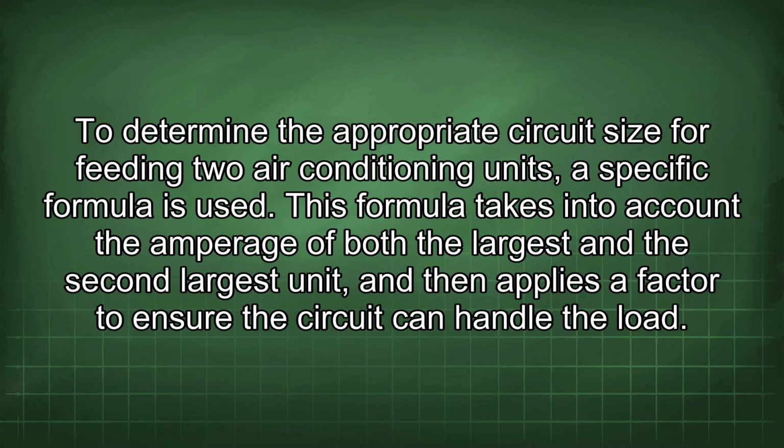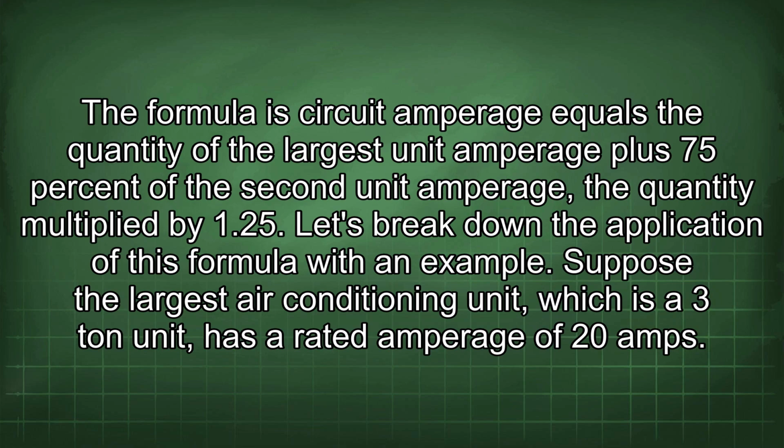To determine the appropriate circuit size for feeding two air conditioning units, a specific formula is used. This formula takes into account the amperage of both the largest and the second largest unit, and then applies a factor to ensure the circuit can handle the load. The formula is: circuit amperage equals the quantity of the largest unit amperage plus 75% of the second unit amperage, the quantity multiplied by 1.25.